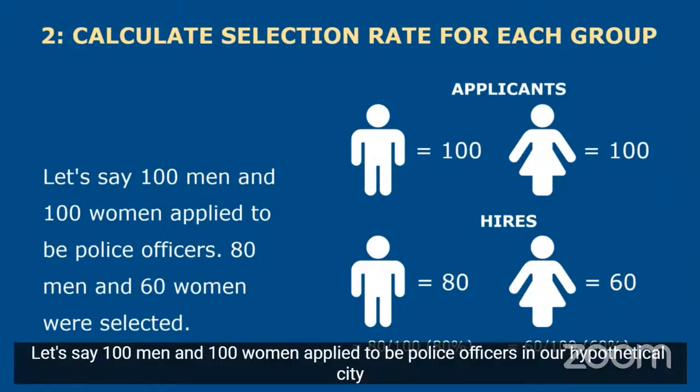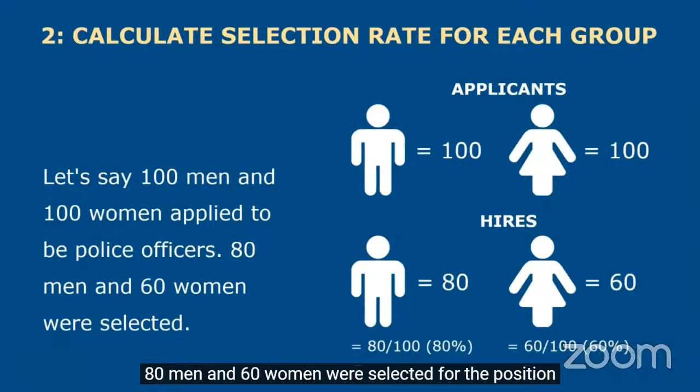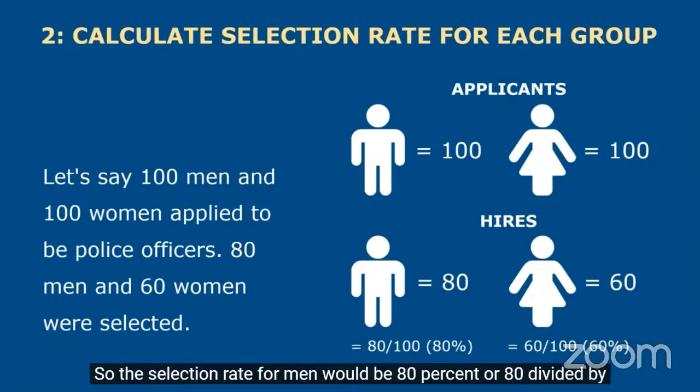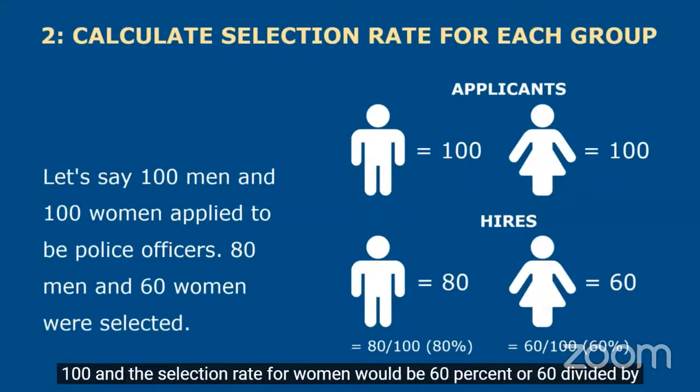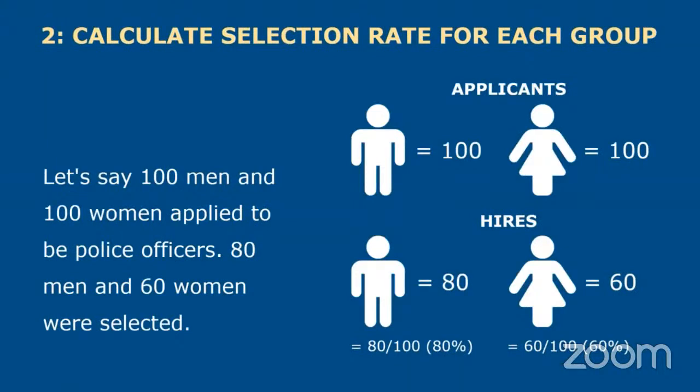Returning to our example, let's say 100 men and 100 women applied to be police officers in our hypothetical city. 80 men and 60 women were selected for the position. So the selection rate for men would be 80%, or 80 divided by 100, and the selection rate for women would be 60%, or 60 divided by 100.